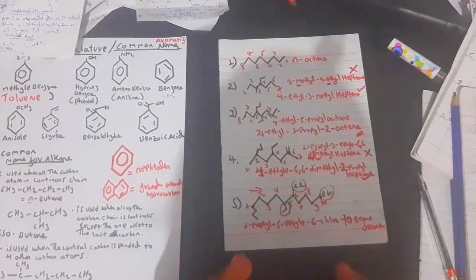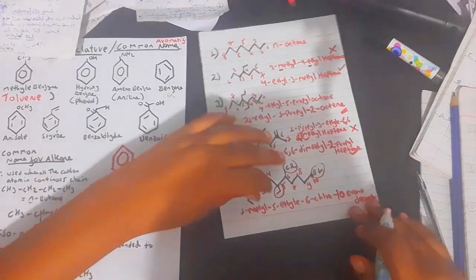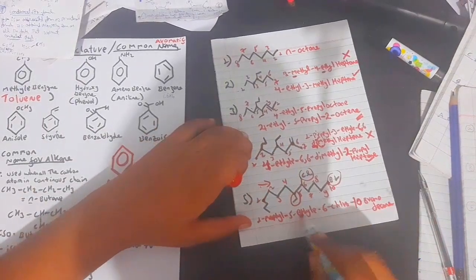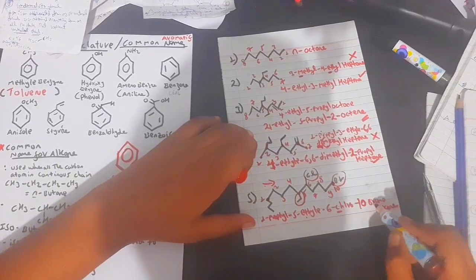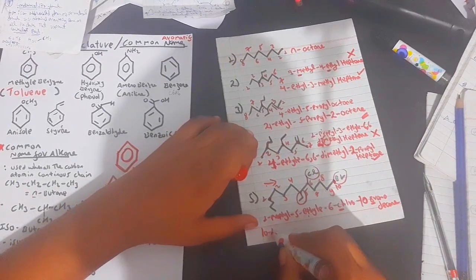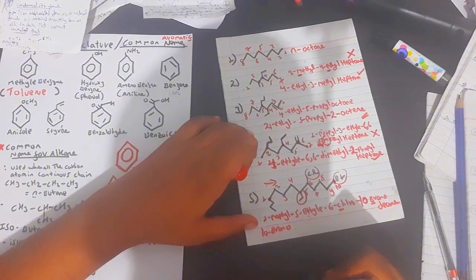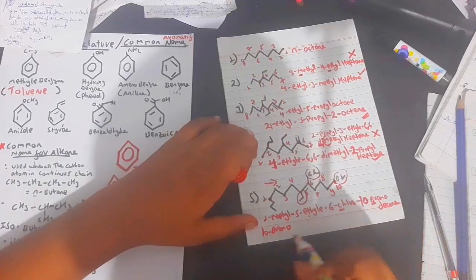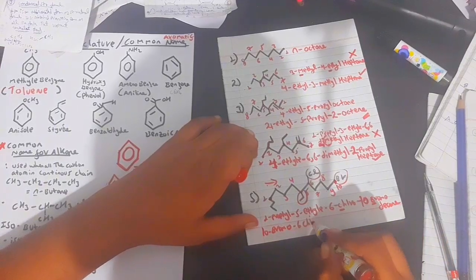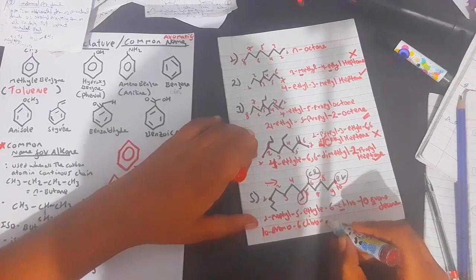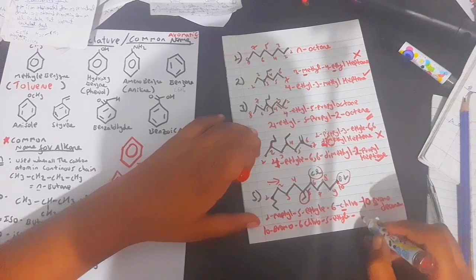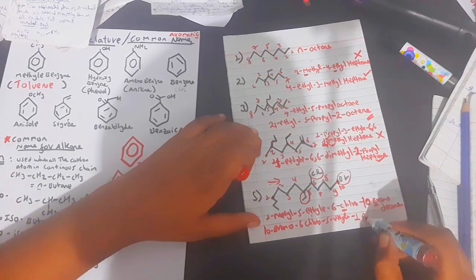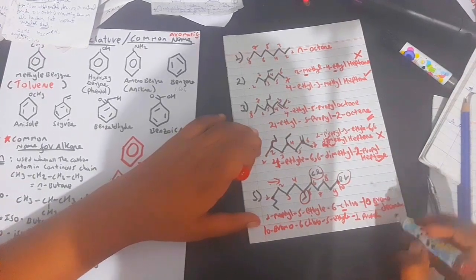So now let's arrange this based on the alphabet order. So it's going to be, B, C comes before all of them. No, B comes first. So it's going to be 10-bromo, and then 6-chloro, and then 5-ethyl, and lastly 1-propyl, and then decane.